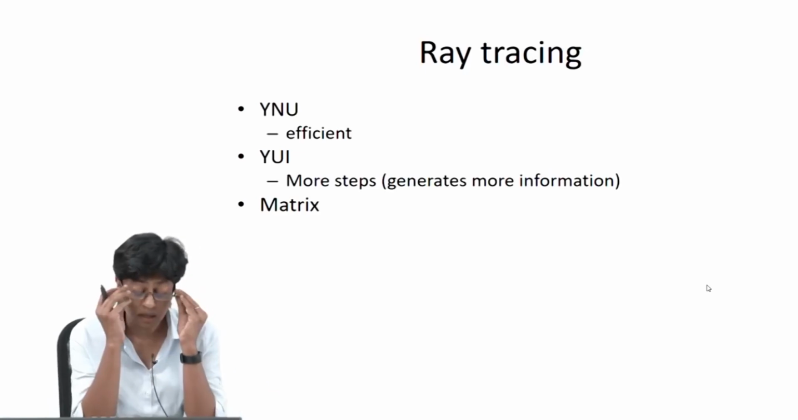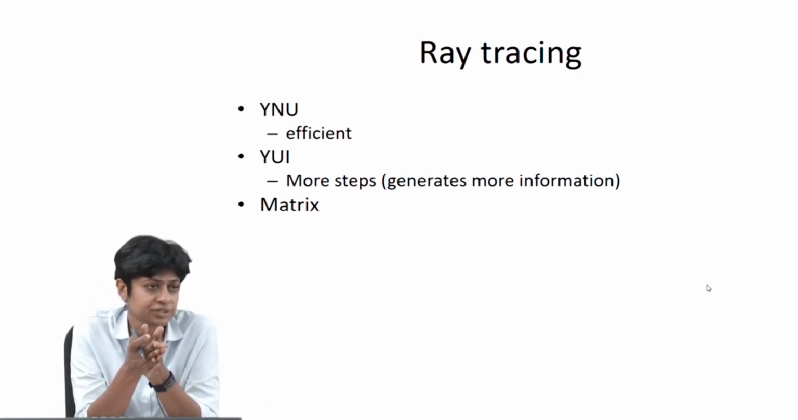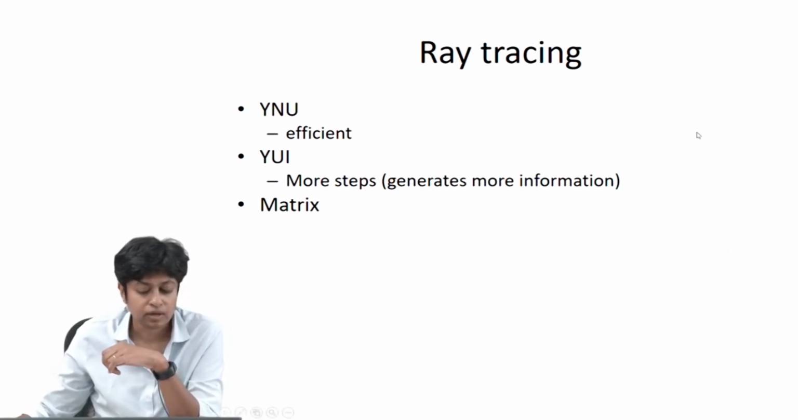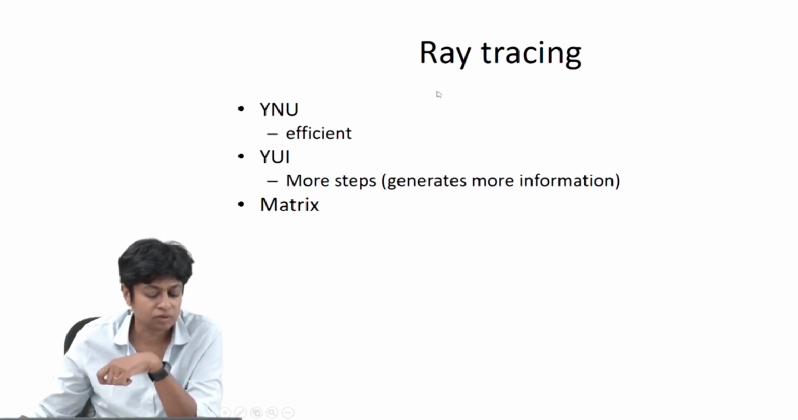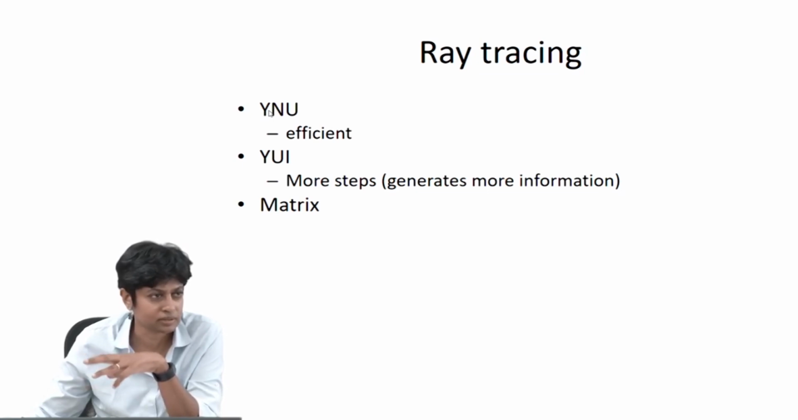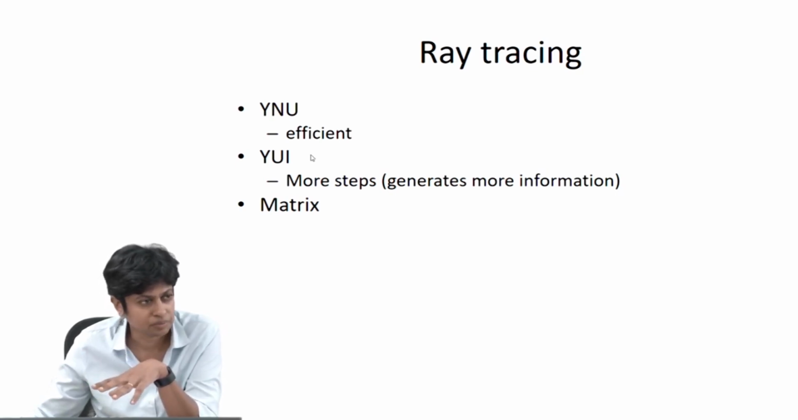Okay, so when you look at ray tracing, there are actually several ways you can trace rays through a system. There are three different ways that are used predominantly. They're called the YNU technique or the YUI technique or the matrix method. The YNU is considered a very efficient method because the number of steps you take to trace any ray is less. The YUI uses one more equation, but because it does so, it gives you a little more information, and in fact that's what a program like OSLO does.